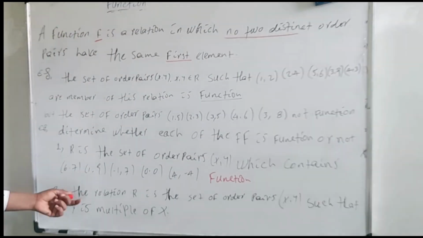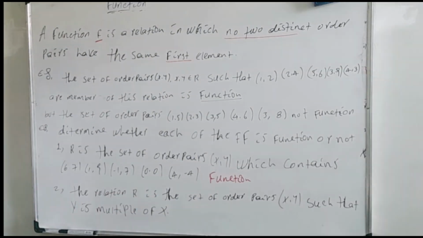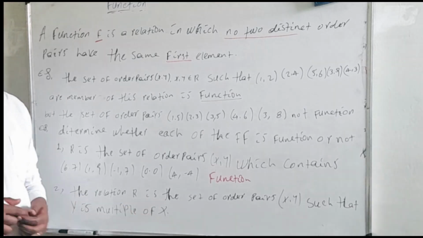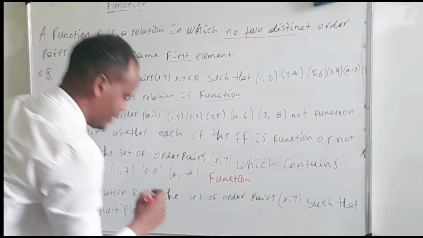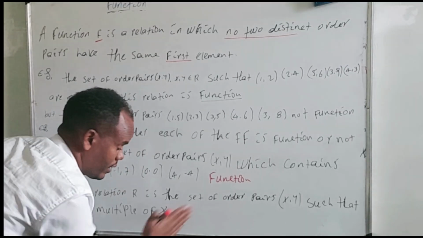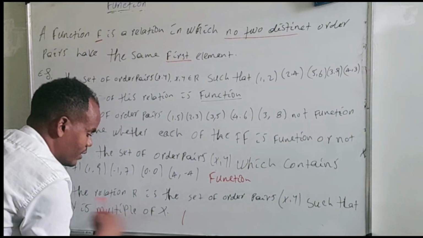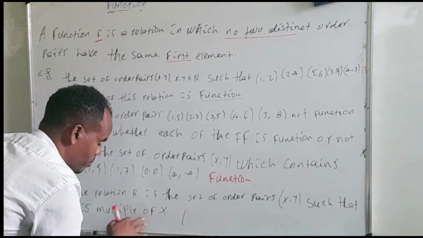Okay. The relation R is the set of ordered pairs (x, y) such that y is a multiple of x. Let us write some ordered pairs. The first one is the value of x. So y must be a multiple of x.